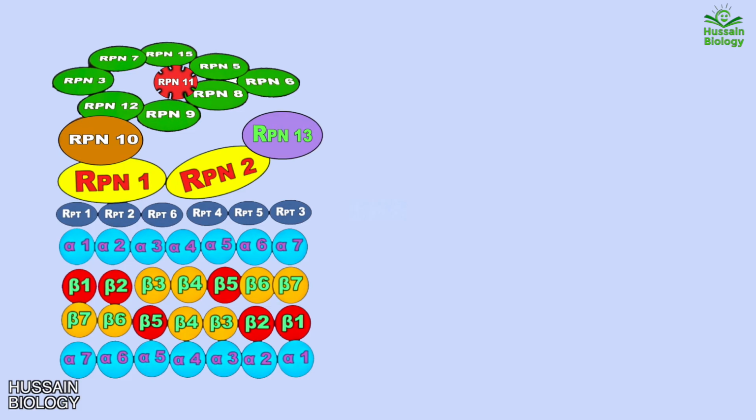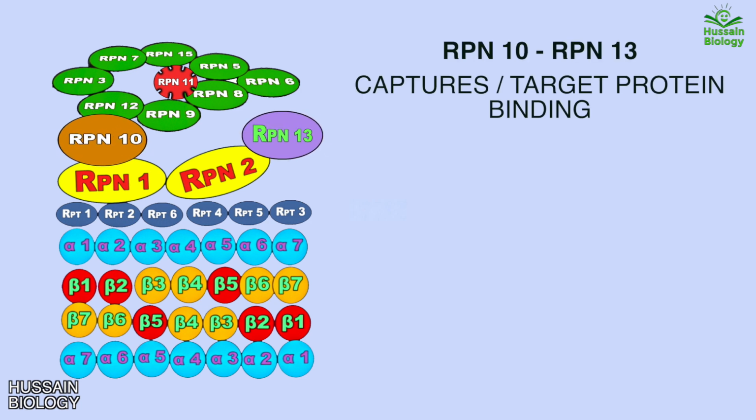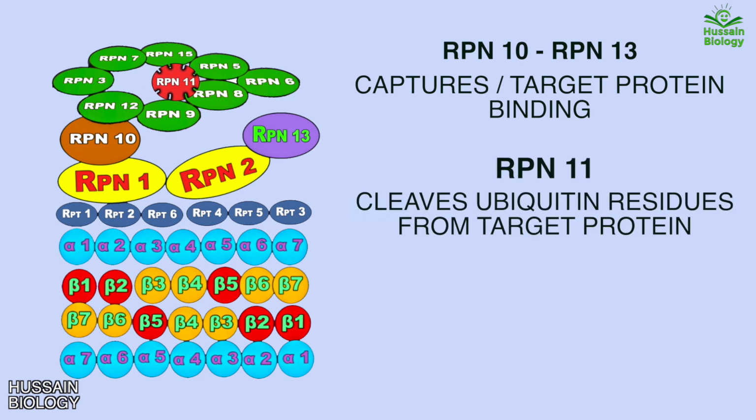First we have the RPN10 and RPN13. These capture the polyubiquitinated protein. So these two proteins act as a receptor for the target protein to be degraded. Then the polyubiquitinated protein is acted upon by the RPN11 residue. The RPN11 shows deubiquitinase activity. It targets the polyubiquitinated protein, since RPN11 shows hydrolase activity. So this RPN11 cleaves the ubiquitin residues from the target protein.